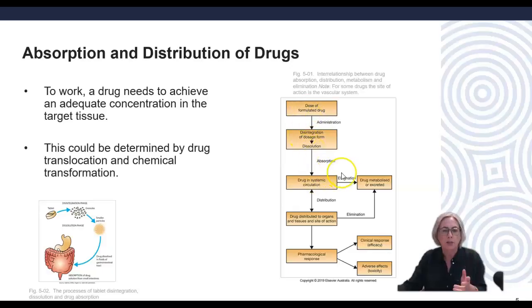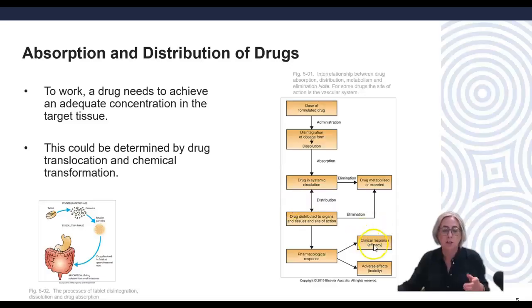Some amount of that initial dose gets eliminated straight away before it even has a chance to interact with a target. So the drug is metabolized or excreted in urine. Some of the dose gets distributed, right? So distributed to organs and tissues in the site of action. Now, some of that then gets eliminated without interacting with the target either. Some amount of the dose, though, does have the pharmacological response, so interacts with the target site to produce that clinical response, right? Which is what we've taken the drug to do.